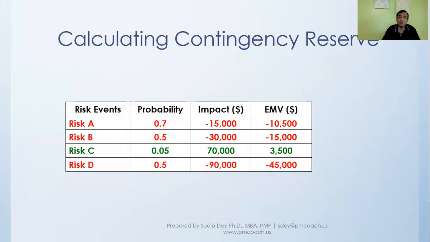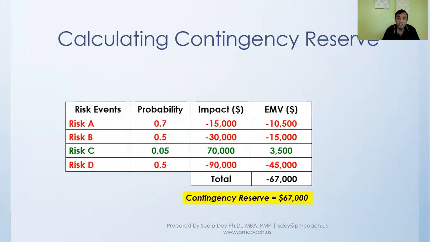Similarly, we calculate for risk D, and we come out with an expected monetary value of minus 45,000. When we add them up, the total we get is minus $67,000. So what we really do is keep the $67,000 for this particular project as our contingency reserve, to be prepared if any of these risks come up during the execution of the project.